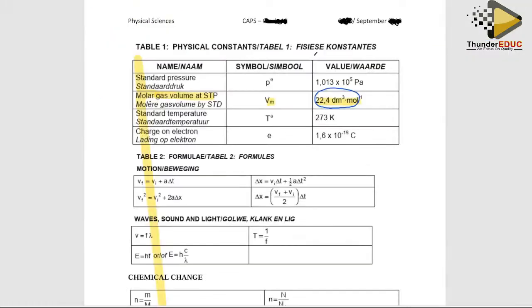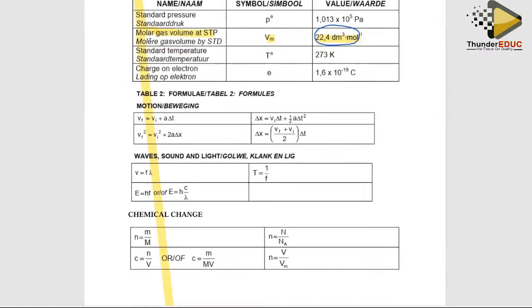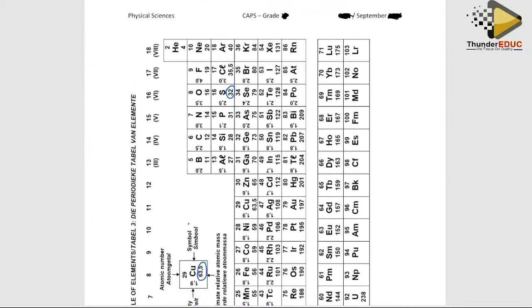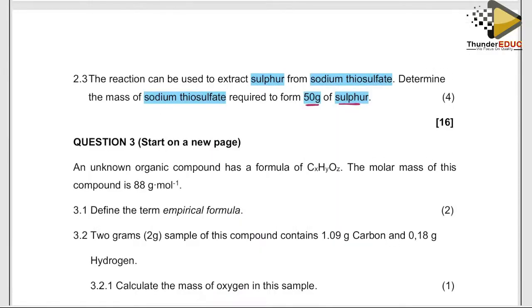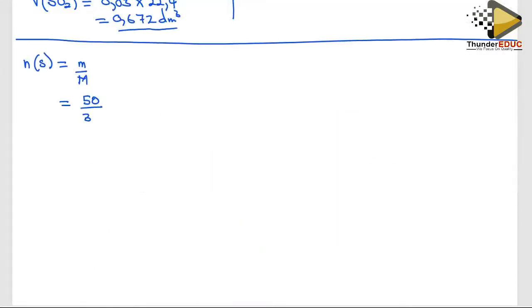Then from our periodic table, if I can scroll down a bit for our periodic table, you find that our sulfur there is 32, right? So I'm going to use a value of 32. So it means 50 divided by 32. 50 divided by 32 is equivalent to 1.56. So I'm going to get a value of 1.15625 moles, right? So these are the number of moles that I'm getting.